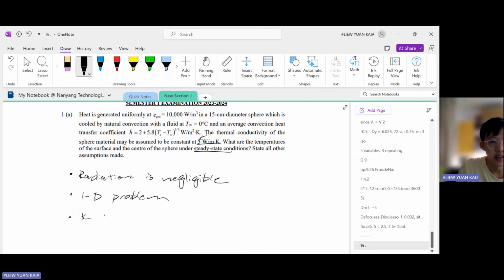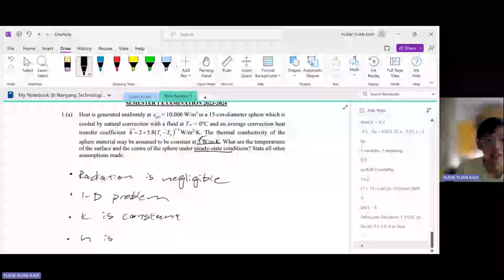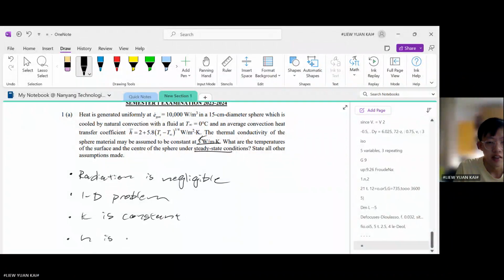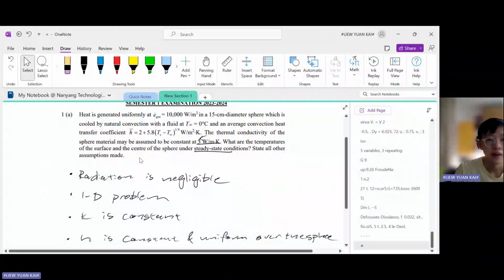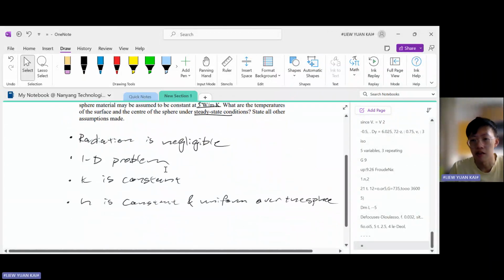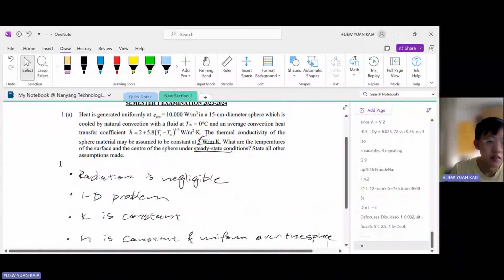So K is constant. Okay, actually H is also constant, because Ts and T infinity are constant. So I realize it's not a function. It's actually just a constant also. It is constant and uniform over the sphere. If I'm missing any more assumptions, you can comment down below. But I think these are more or less sufficient. If I'm missing anything, you can comment down below.